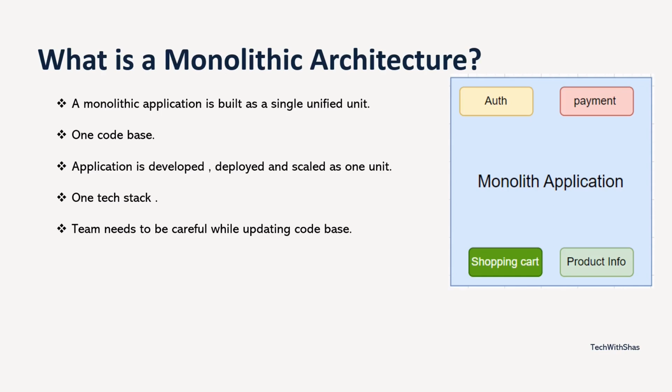Also, whenever we as developers are changing any code, we have to be very careful because maybe you are making a small change in the product information functionality, but by mistake you can touch the payment functionality as well. So we have to be very careful about changing any code in this architecture. These are the various attributes or properties of monolithic architecture. You can see that a lot of problems are there. We can't scale the functionalities separately, and all the functionalities are tightly coupled.